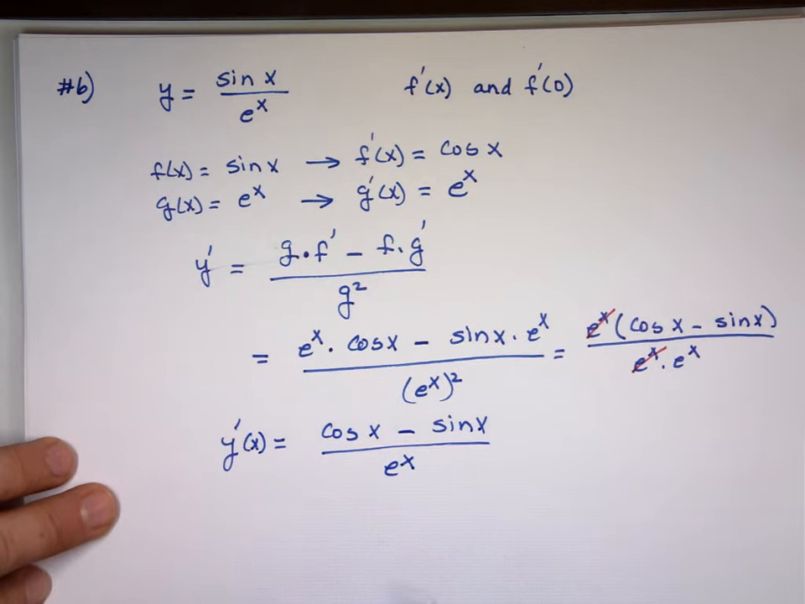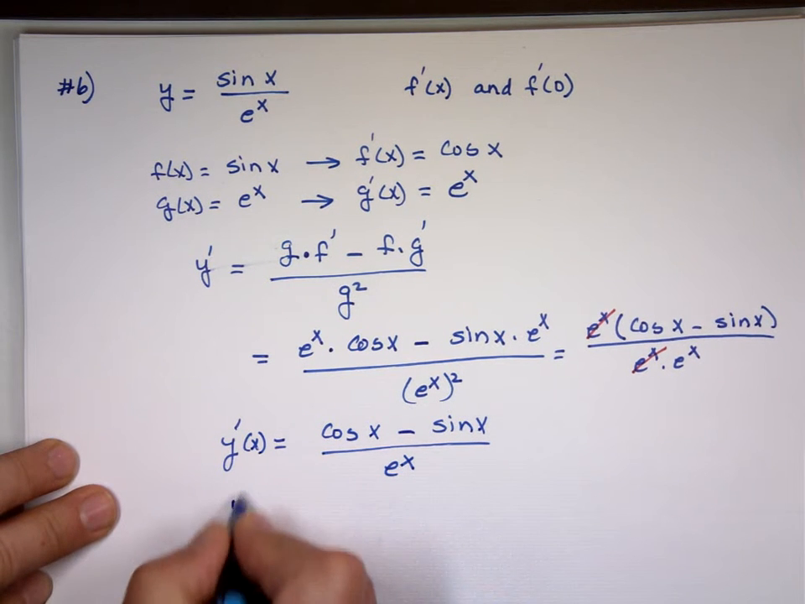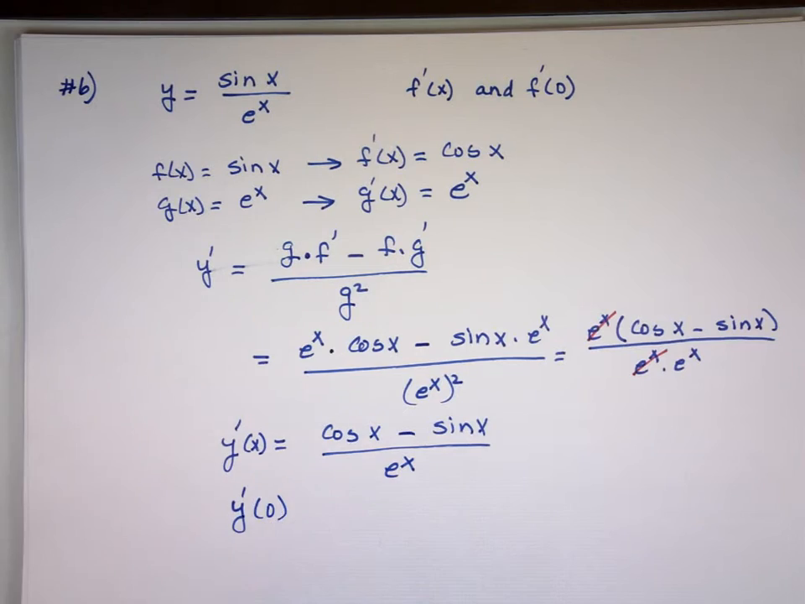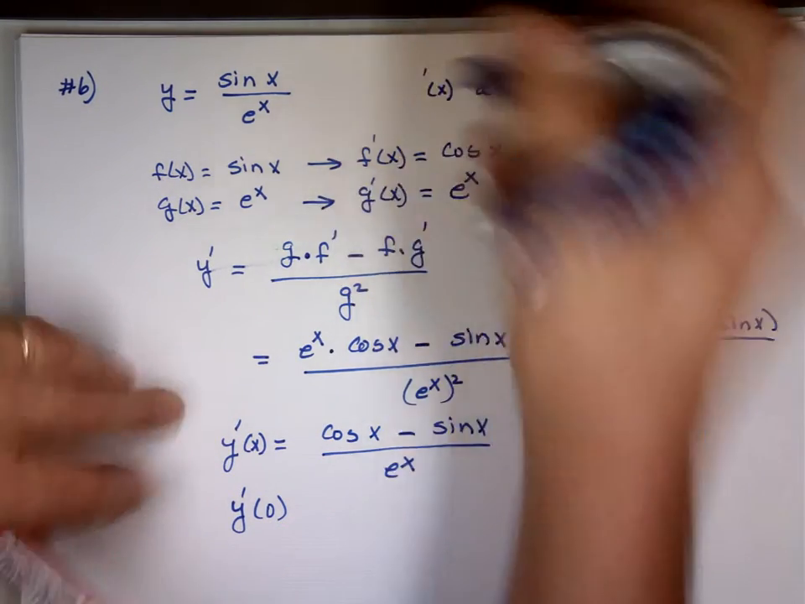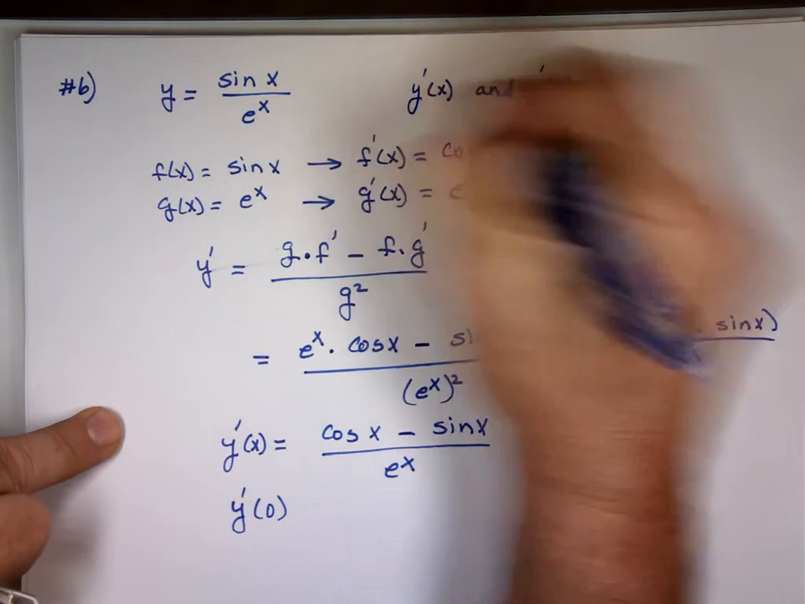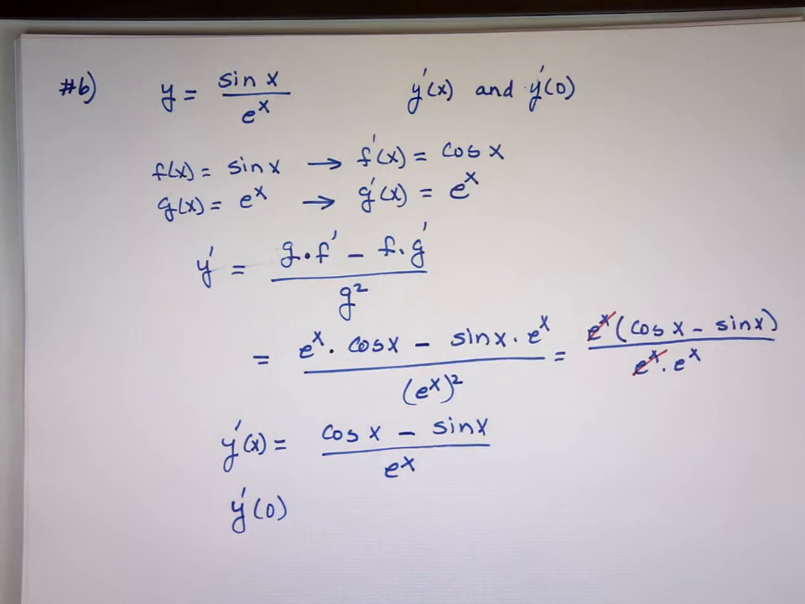Part B, it says what's the derivative at 0. I forgot I changed this to y instead of f. I already changed it to y. So what is y prime of x? What's y prime of 0?